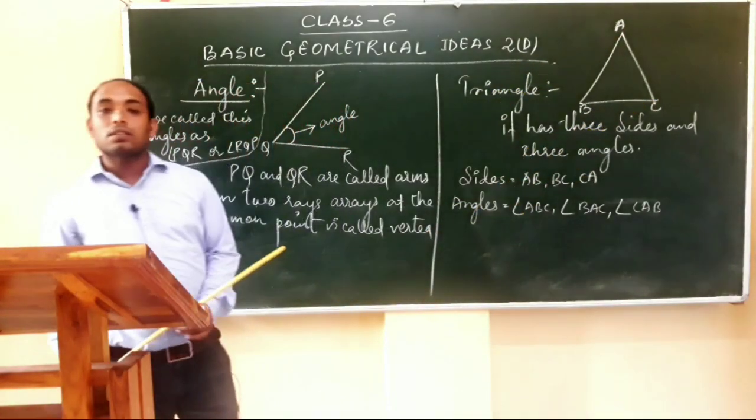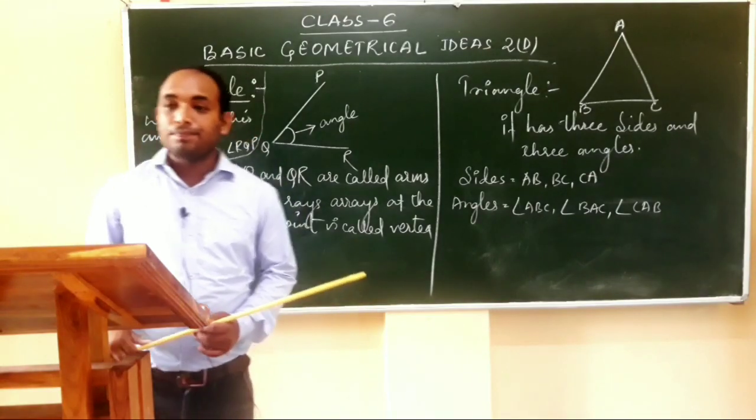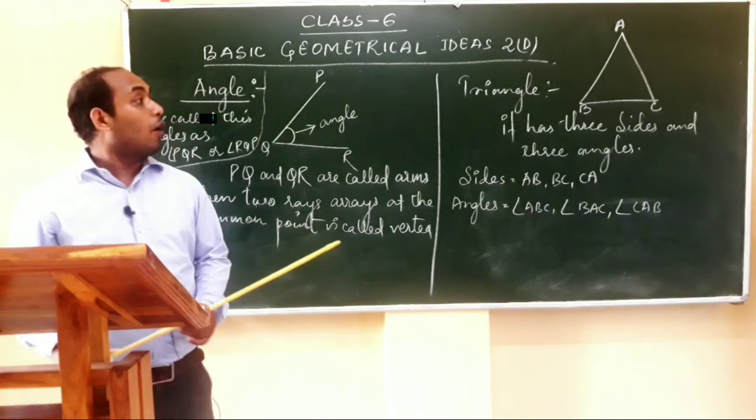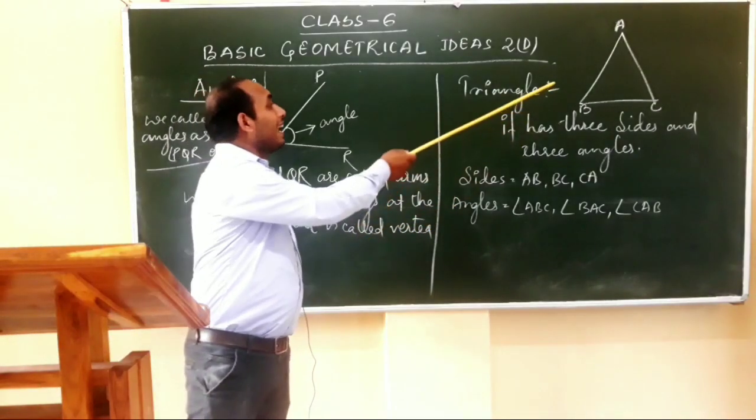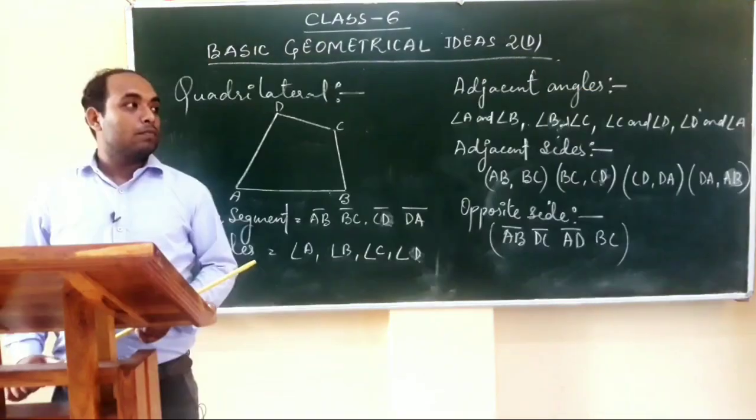Vertex means a corner. And then they form a triangle. The total figure is denoted as triangle ABC.